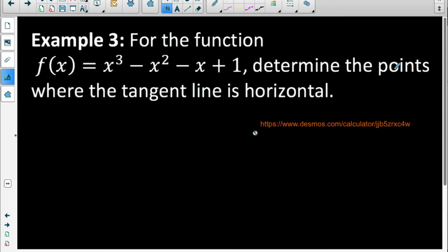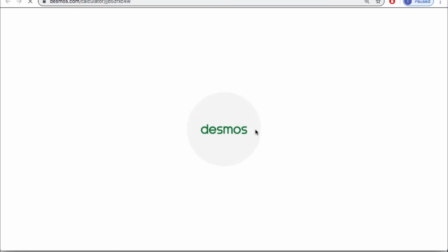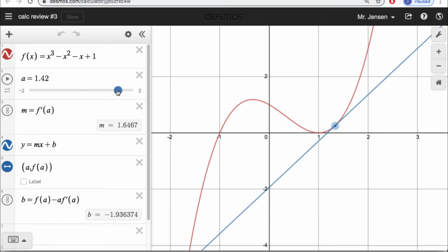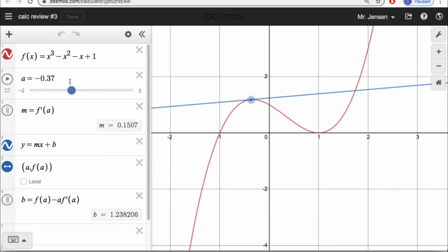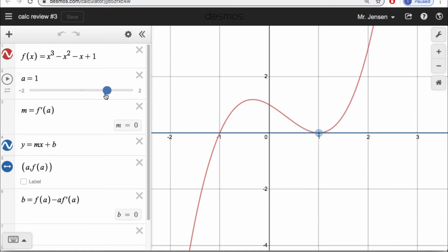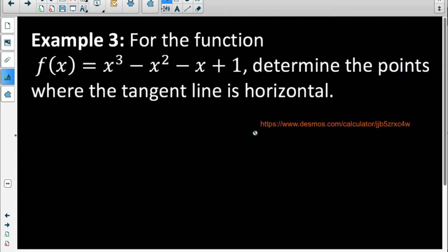Next example, for this function, determine the points where the tangent line is horizontal. So let me just show you what we're talking about here. So I have this function graphed, and we're interested in when is the tangent line horizontal? Well, notice the tangent line is horizontal in a couple spots, around here, and then also here at 1. And what's the value of the derivative of each of those points? Well, I've got it telling me here the value of the derivative is actually 0, right? The slope of a horizontal line is 0. So I'm looking for when is the equation of the derivative equal to 0, and then that will tell me when the tangent line is horizontal.